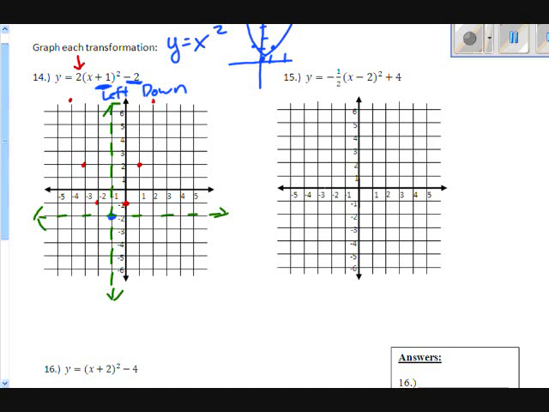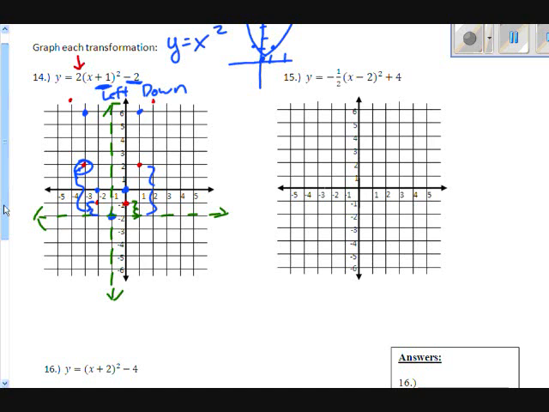So instead of being the same height as my parent graph, everything's going to be stretched vertically by a factor of 2. So think of it this way. Right here, instead of having this go up 1, it's going to go up 2 instead. It's going to be twice as tall. Right here, instead of going up 4, it's going to go up 8 instead. Okay, here, instead of going up 1, it's going to go up 2. Here, instead of going up 4, it's going to go up 8.